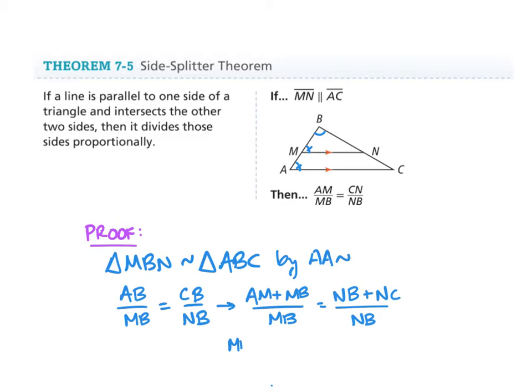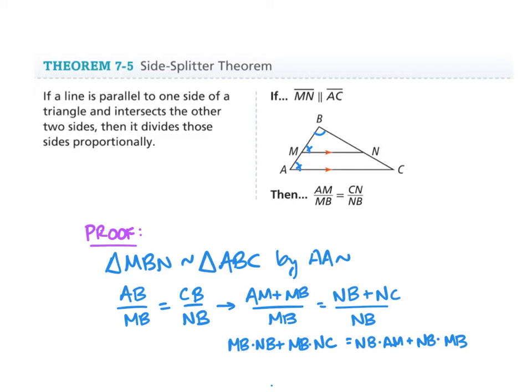I'm going to have MB times NB plus MB times NC. So this is just taking MB times both, basically distributing this MB into this numerator right here. So MB times the NB and MB times the NC. And then I'm going to do the same thing with NB multiplying times this numerator. And so that's going to give me NB times AM plus NB times MB.